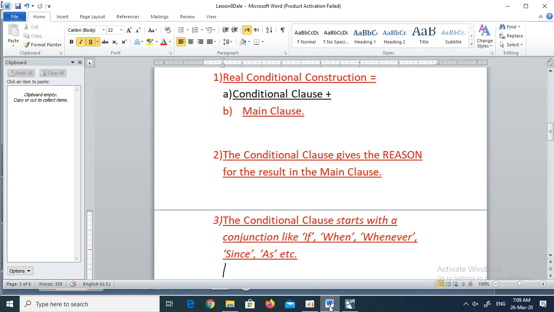Okay, to summarize the grammar, a real conditional construction has two clauses. It has a conditional clause and it has a main clause. Okay, so it is a construction with two different clauses. One that gives a condition and another one which is the main clause.